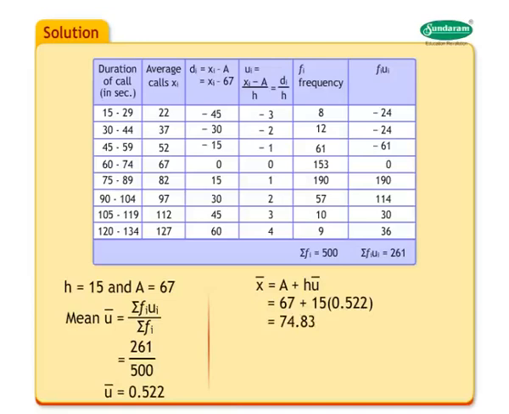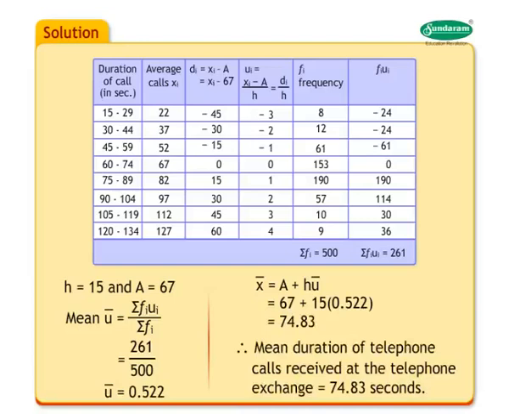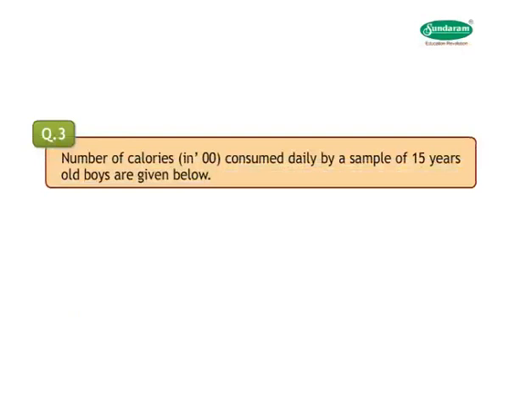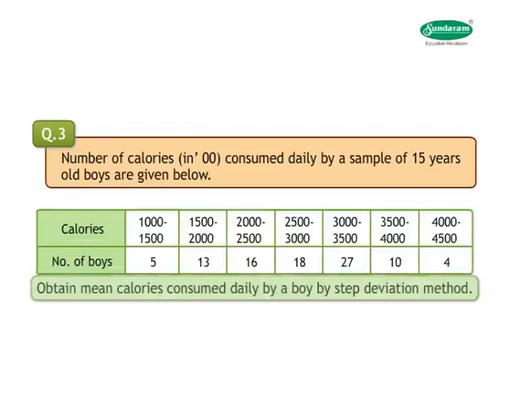74.83. Thus, mean duration of telephone calls received at the telephone exchange is equal to 74.83 seconds. Question 3. Number of calories consumed daily by a sample of 15-year-old boys are given below. Obtain mean calories consumed daily by a boy by step deviation method.